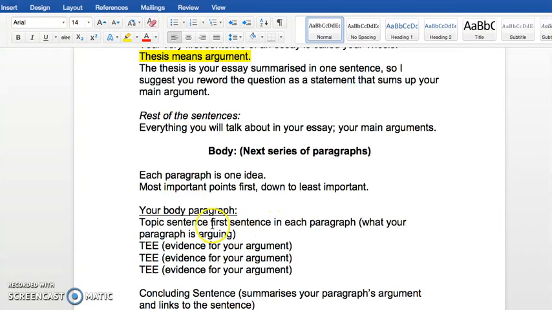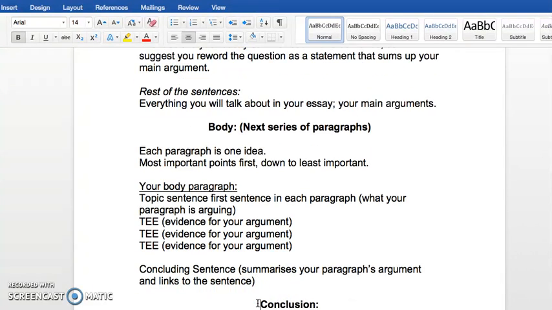So you have your topic sentence, and then you have your TEE, evidence of your argument, TEE, evidence of your argument, TEE, evidence of your argument, and then you have a concluding sentence that summarizes your paragraph's argument and links it to the question. Okay?